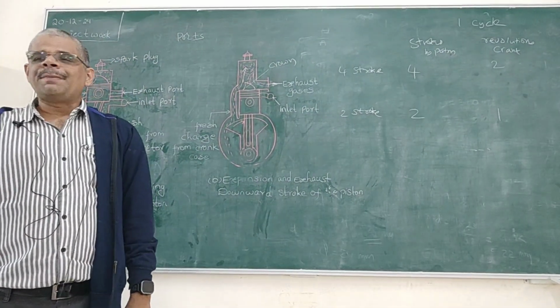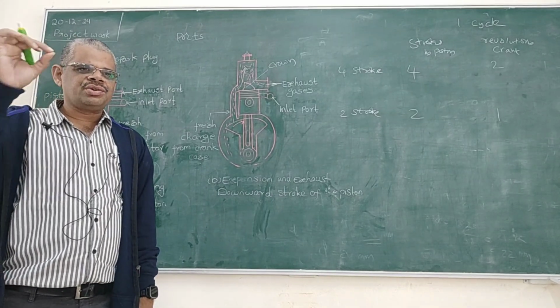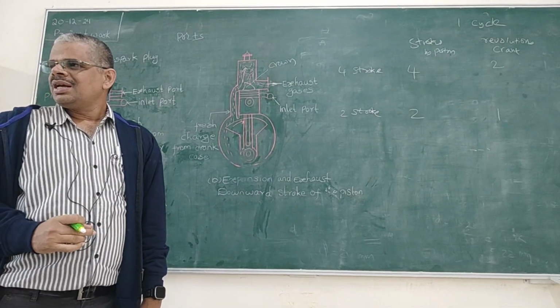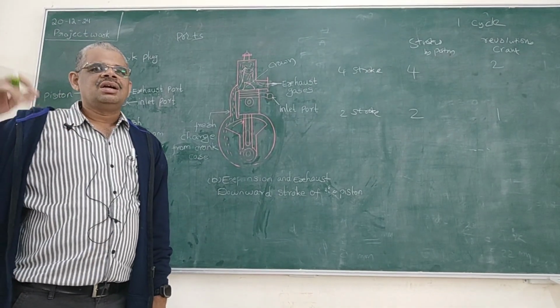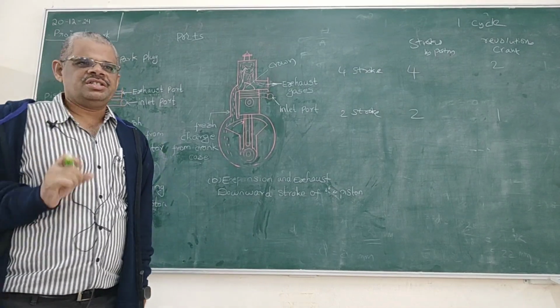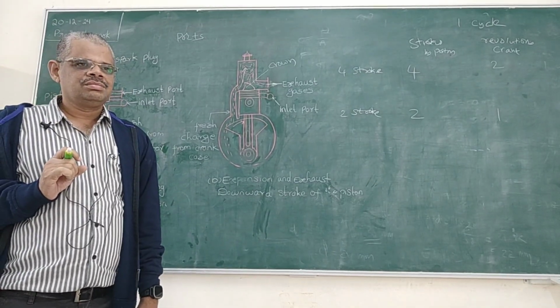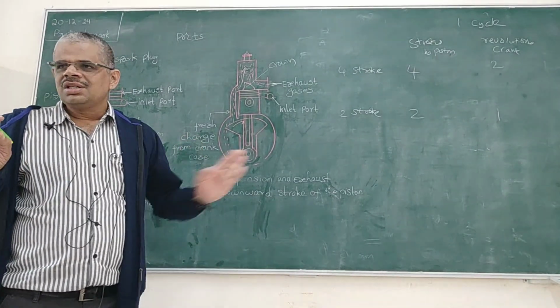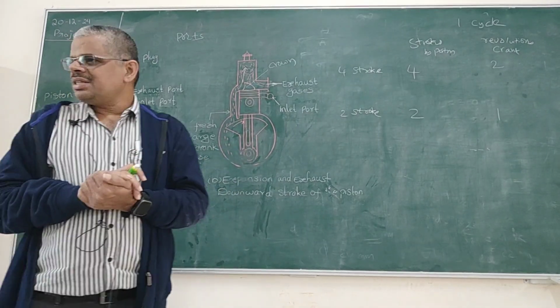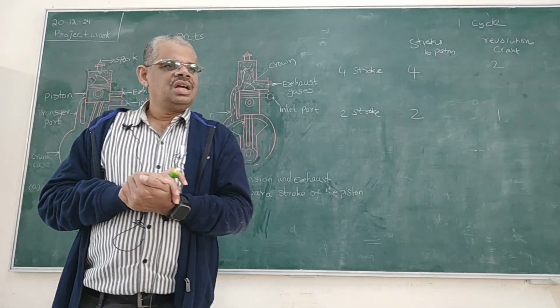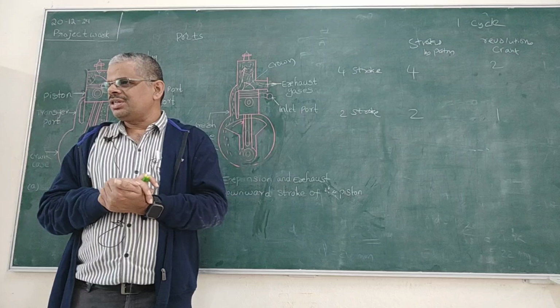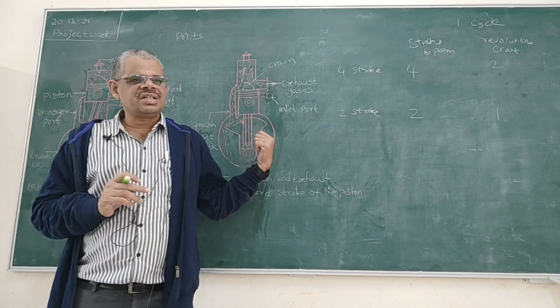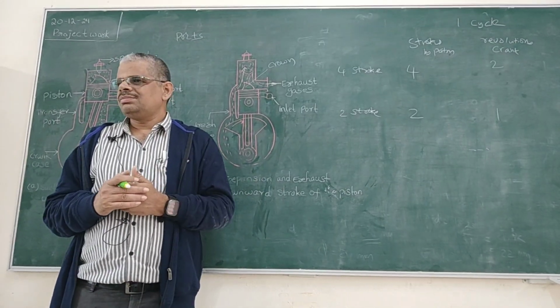So that's why the pickup of an old model Bajaj Chetak scooter is higher than a Pulsar bike of the same cc. Is it clear? So these are the advantages of a 2-stroke engine. And disadvantages also I have explained. Is it clear?